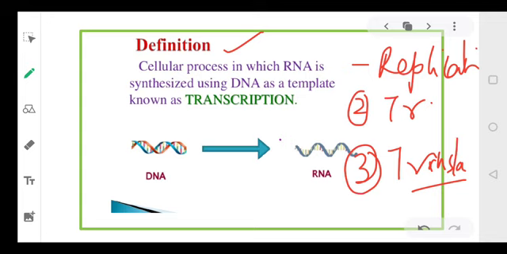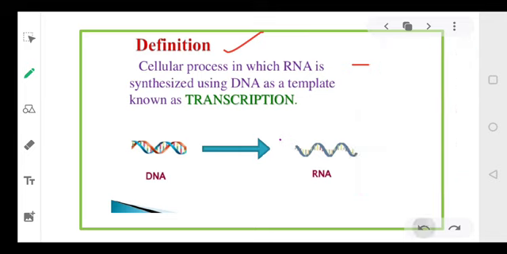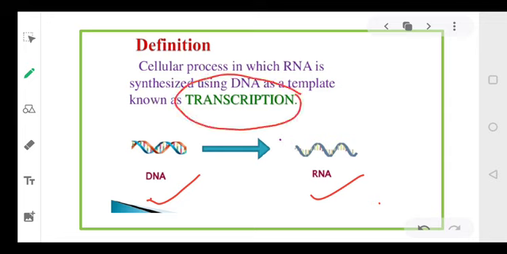Now replication we've talked about. Transcription means we will synthesize RNA from DNA. Let me erase so that you can clearly see. In this process, RNA will be made from DNA. So this process of synthesizing or producing RNA from DNA is called transcription. So what is transcription, students? The process by which RNA is produced from DNA. I hope the term is clear.